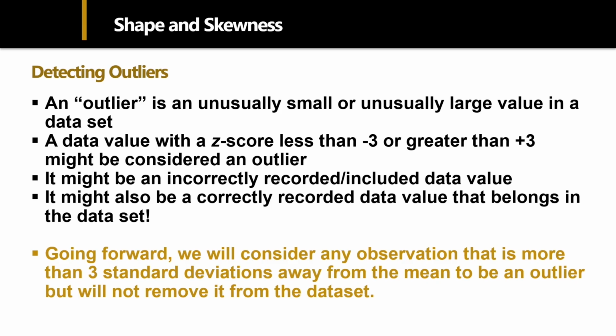This brings me to a discussion of an outlier. An outlier is an unusually small or an unusually large value in a data set. Usually, an outlier is thought of as a z-score that is less than negative 3 or greater than 3. And going forward in our class, that's what we will consider as an outlier. I want to warn that you cannot automatically throw out an outlier and just assume that it is a mistake. It might actually be correctly recorded and fundamentally a part of the distribution itself.